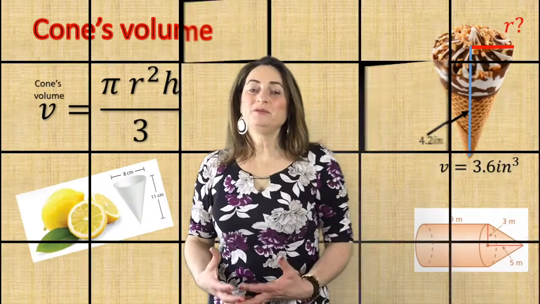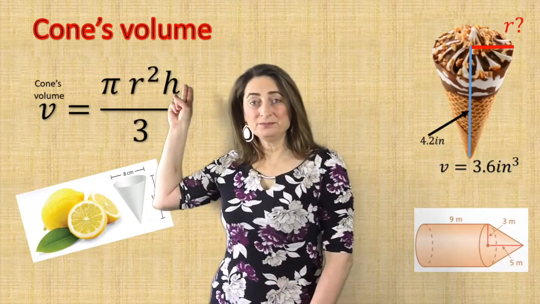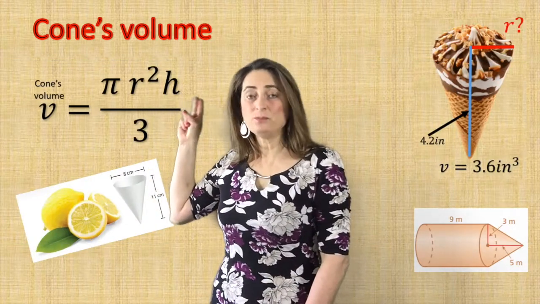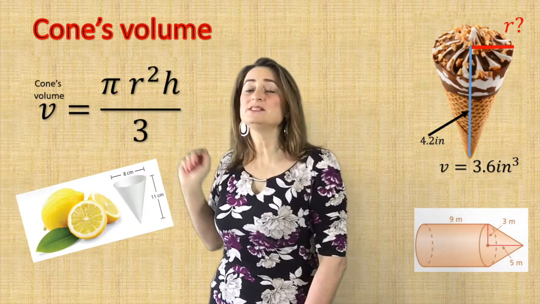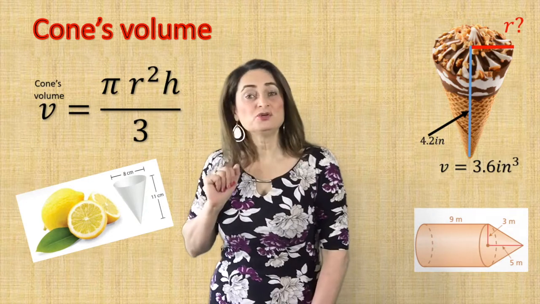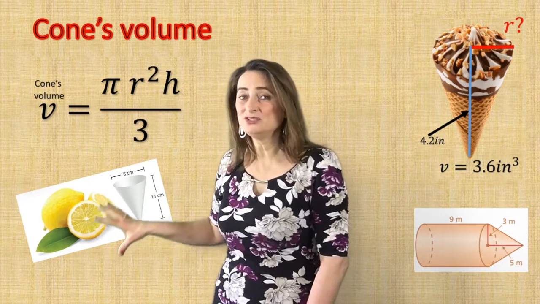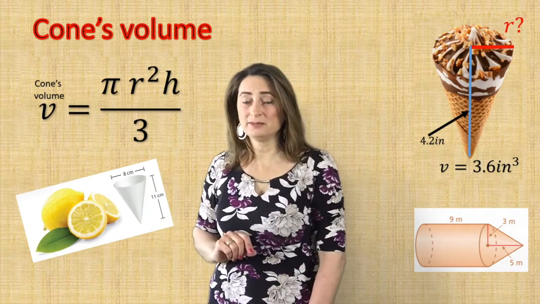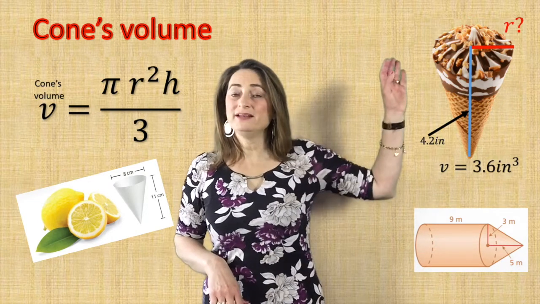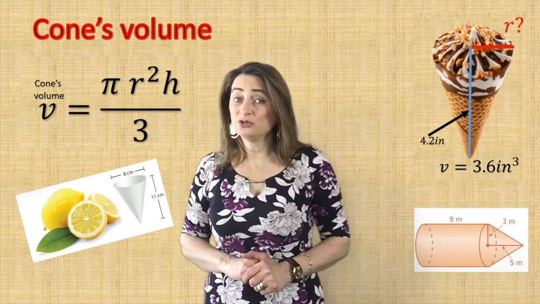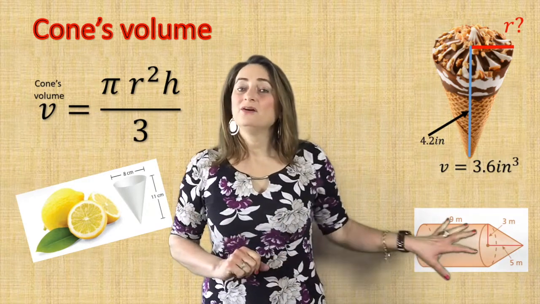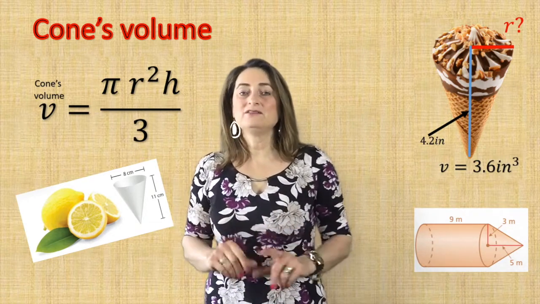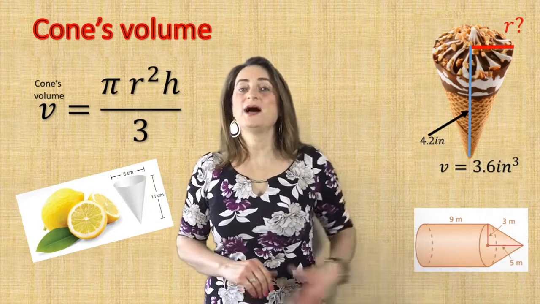So today we were able to find the cone's volume, which is V equal pi r squared times the height, all divided by 3, using the cylinder's volume. We also were able to find how to use the volume in real world applications, or finding the missing dimension in a cone, whether it's a radius or the height if you need to, or a composite solid, adding the volume of whatever shape or solid you have.